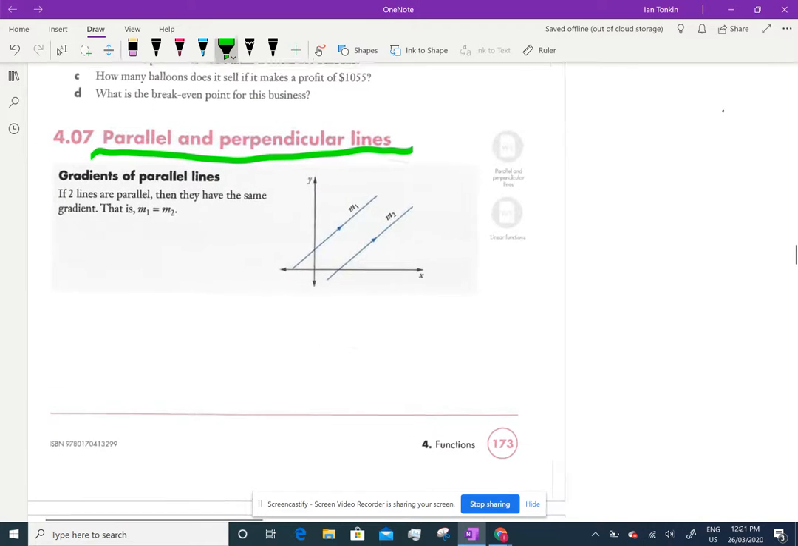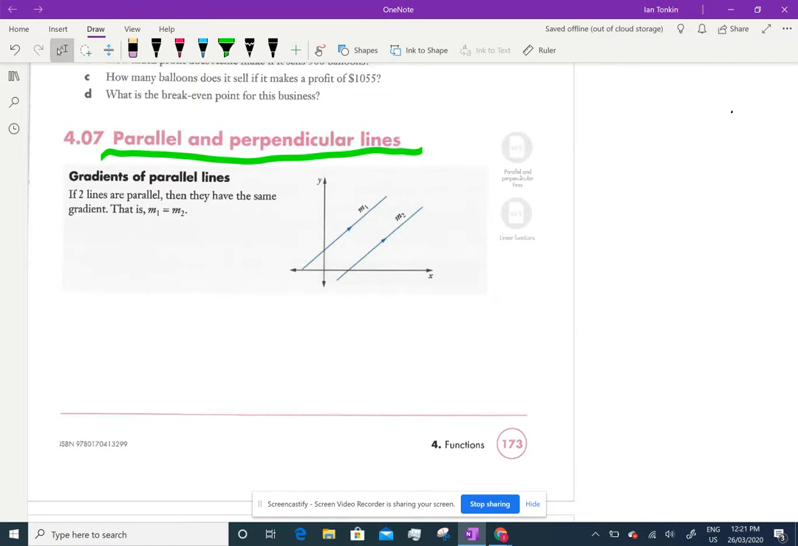The first thing we need to understand is that if two lines are parallel, then they have the same slope. If they have the same slope, it means that they have the same gradient. And there's your first bit. If two lines are parallel, M1 equals M2. And you need to write that. If two lines are parallel, then they have the same gradient. M1 equals M2.